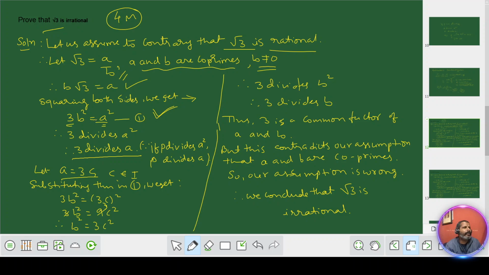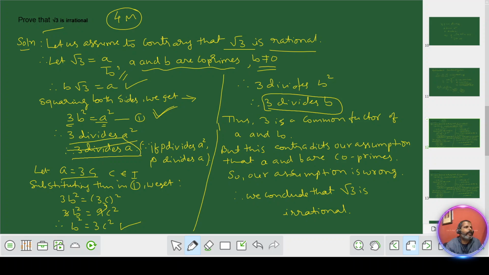Substitute a equal to 3c in the first equation. So 3b square is equal to a square, which is 3c whole square. That becomes 3b square is equal to 9c square. We cancel 3 and 9, and we get b square is equal to 3c square. Clear? In the same way, if we solve for c square is equal to b square by 3, it means 3 divides b square. That means 3 also divides b.